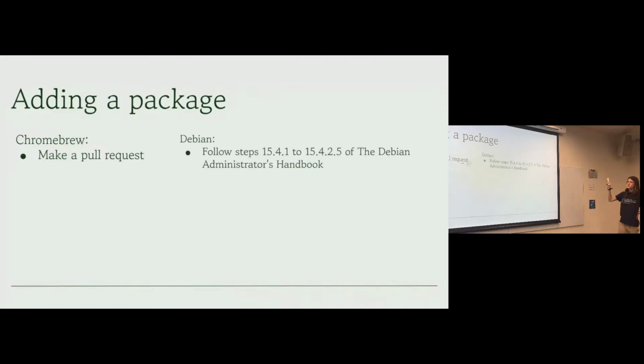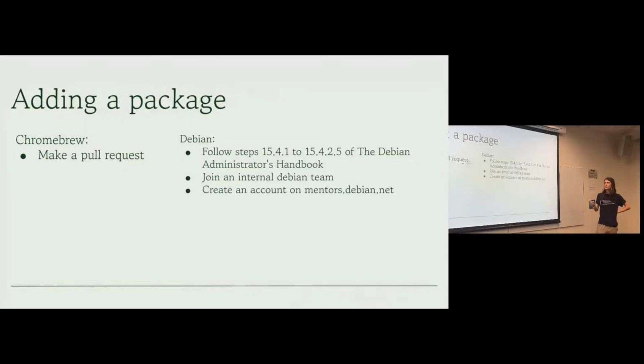I didn't want to know what time it was anyway. That's fine. In Chromeboot, you make a pull request. In Debian, first, follow steps 15.4.1 to 15.4.2.5 of the Debian Administrator's Handbook. Join an internal Debian team. Create an account on mentors.debian.net. Read the 89-page Debian packaging tutorial, in addition to the handbook.